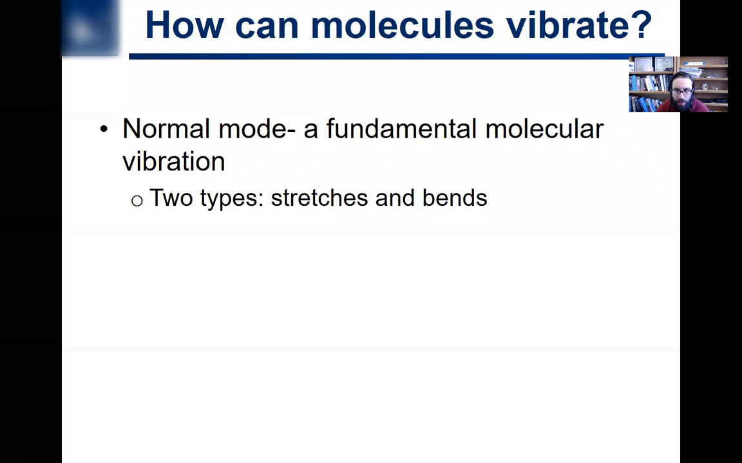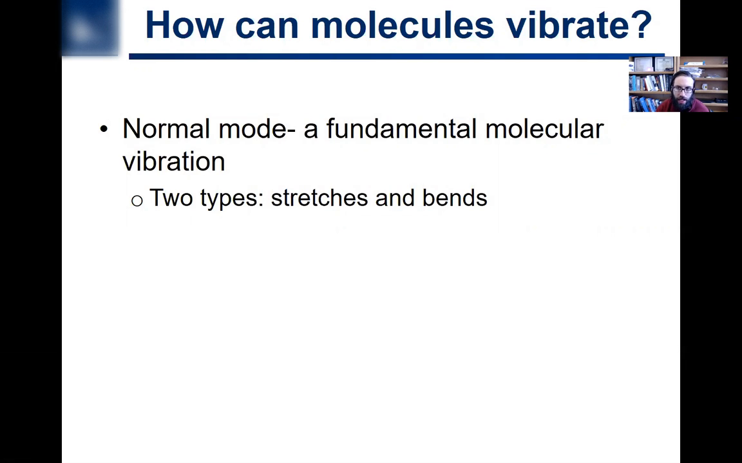All right, so vibrational spectroscopy, we established, is kind of like what it sounds. It's all about molecules vibrating. And so an important concept in vibrational spectroscopy is the idea of a normal mode. A normal mode is a fundamental molecular vibration.